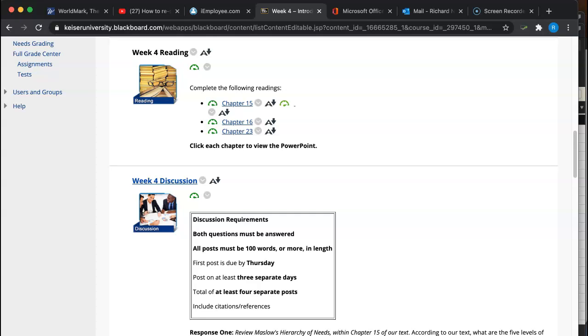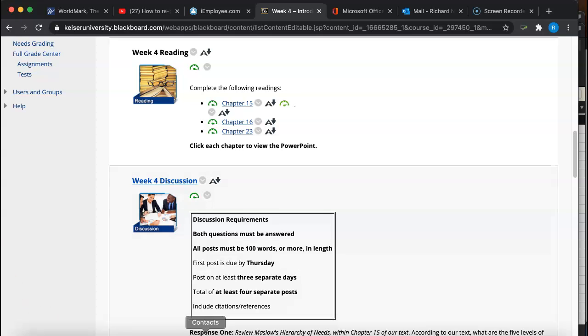So for week 4, your reading assignment is chapters 15, 16, and 23. Chapter 15 is about the patient as an individual. We'll be talking about cultural differences, things like that. Chapter 16 is one of my favorites, communication, which I think I've told you over the course of the last 3 weeks. And then chapter 23 is about customer service, quality of care, and quality improvement.